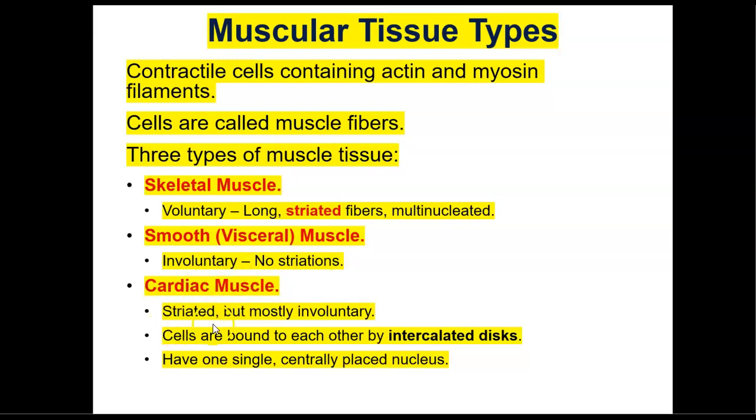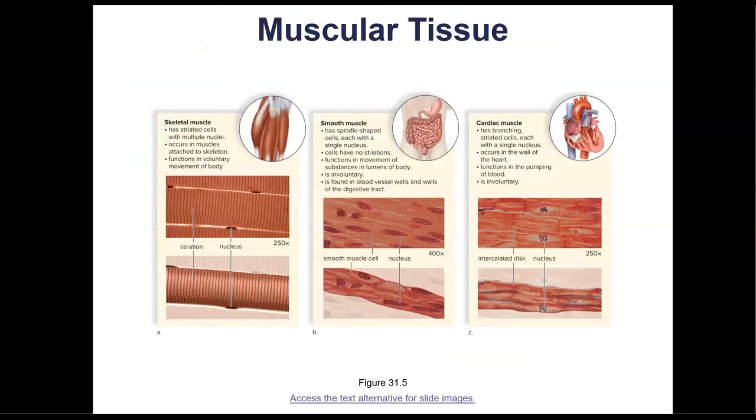Cardiac muscle is striated but involuntary. So one thing about cardiac muscle is that the cells are bound to each other by intercalated discs, and they have a single nucleus, but the muscle fibers in cardiac muscle tissue are branching. This is what they look like. This is what a skeletal muscle fiber looks like. You can see the striations. Cardiac muscle also has striations, and then smooth muscle does not.